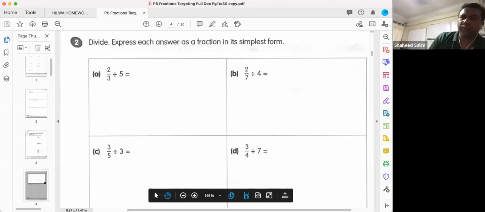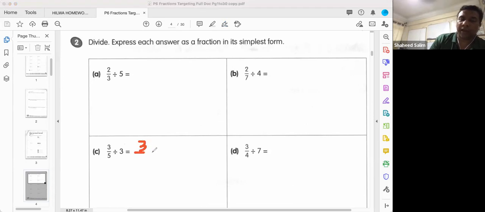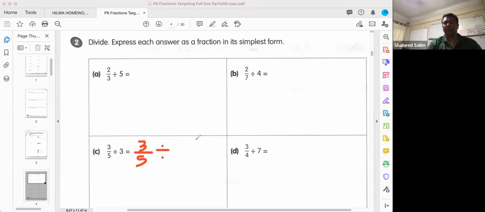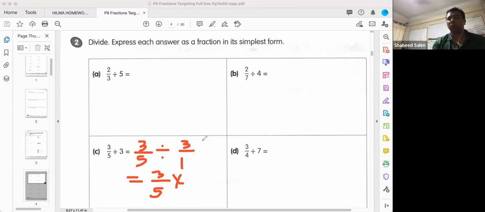So this one now, you can copy the whole thing. 3/5. Now we just write divide first. 3, we write 3/1. So the first step, you write like that, whatever divide. Then next step equals 3/5. You want to change to times. This one will go opposite. 1 will go up, 3 go down. Can you now cancel and find the answer?